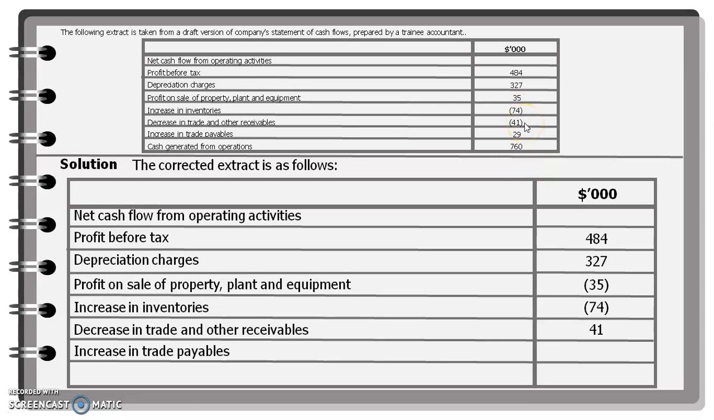Okay. Next, increase in trade payables. It means you are getting funds, or you have not paid for certain purchases. But your statement of profit and loss would have captured the purchases and would have reduced the profit to that extent, while you have not made the payment for that. So an increase in trade payables is akin to cash inflow. So it should be added, and the trainee also did it correctly. Then we get cash generated from operations, which is 772. What the trainee arrived at is 760, but the correct one is 772.